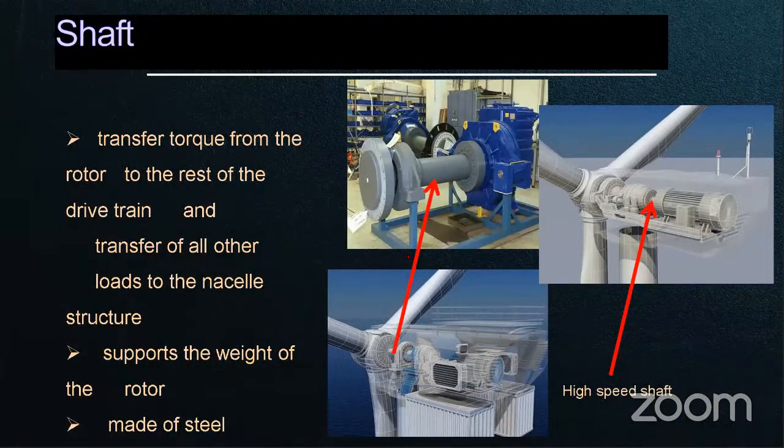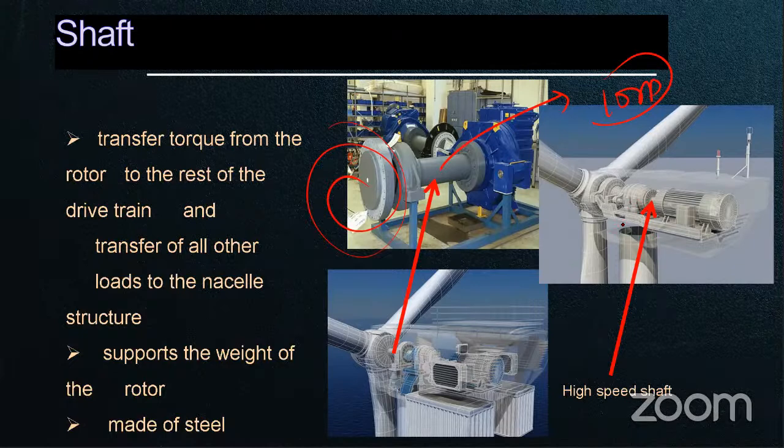There's a shaft. It simply transmits the torque from the rotor to the rest of the drivetrain. That is the low speed shaft. And why is it called the low speed shaft? It rotates at 10 rpm, for example. Whatever the rotor rotates at, the shaft also rotates at the same rpm. That's why it's called the low speed shaft.